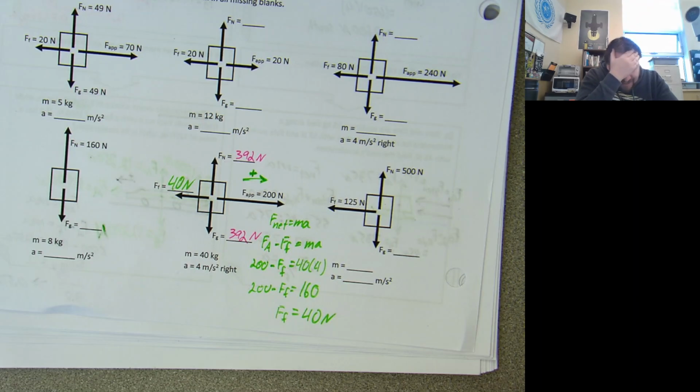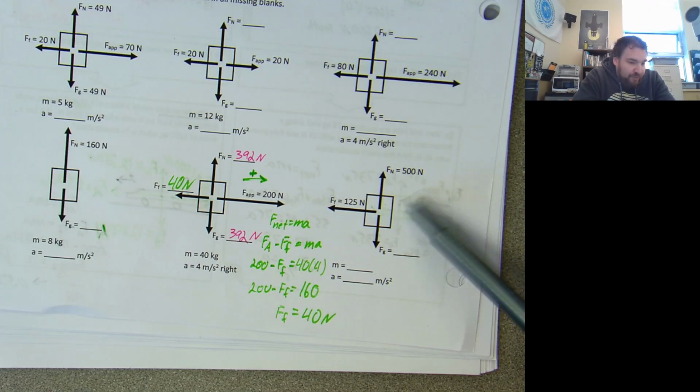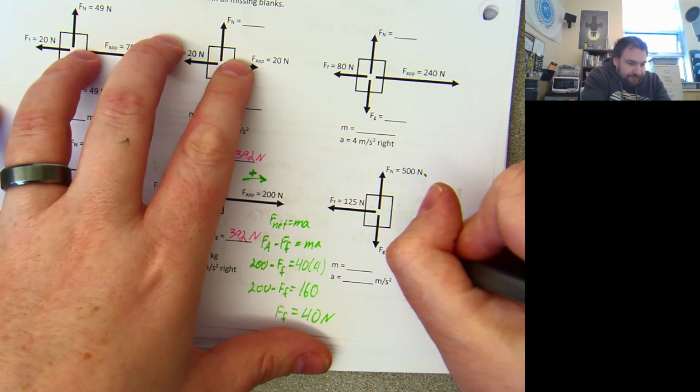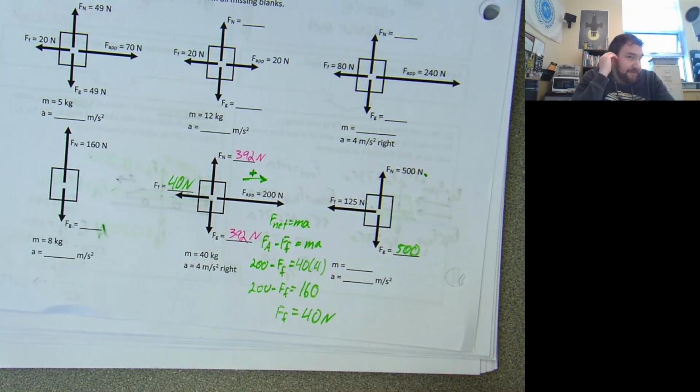Yeah, you wanted the very, very last one done. You've got a 500 Newton normal force up, 125 back, no Fg, no m, no a. So let's figure all of this out. Given the fact that we have a 500 Newton normal force, the first thing we can find relatively easily is what? Fg. Fg is going to be 500, equal to and opposite Fn.